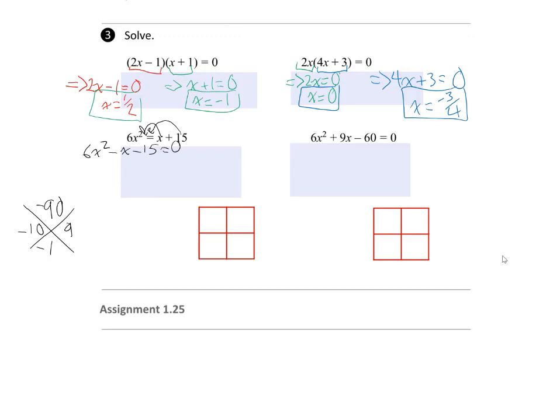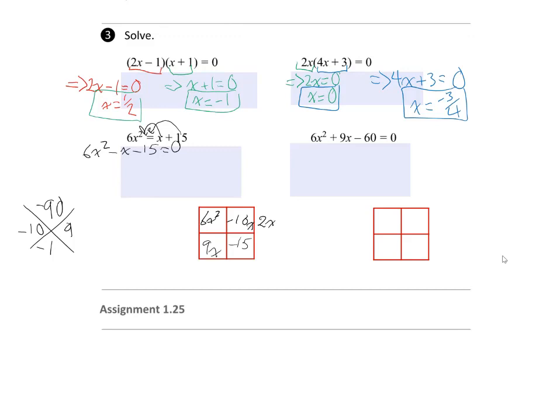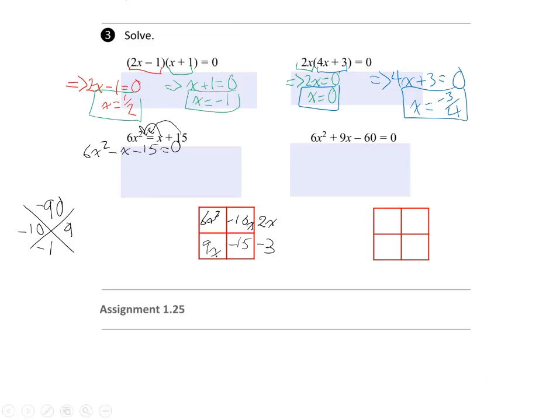Okay, so we have our boxes we can set up now. So the a value, 6x squared, minus 10x over here, and then 9x. And then our c value, -15. Perfect. So we collect our like terms. I get 2x here, and -3 is my greatest common factor for that.